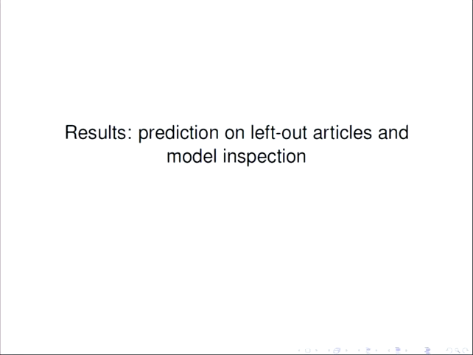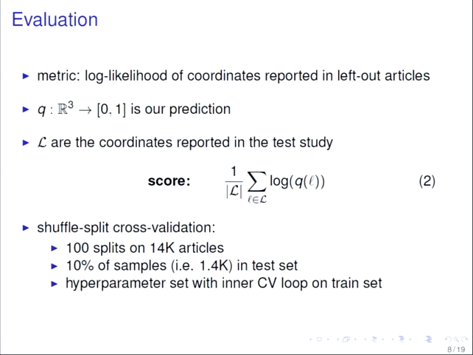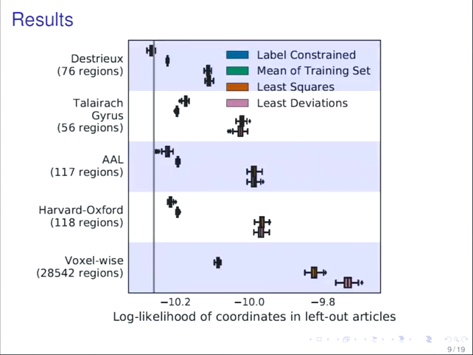And now I will show you some results. So first of all, we need to check that we can actually predict this probability density, at least better than chance. And since we're predicting a probability density, a natural metric is the average log likelihood of coordinates reported in left-out articles. So this is our metric, and we perform shuffle split cross validation with 100 splits and keeping every time around 1,400 articles in the test set. And like this, we can compare different models.